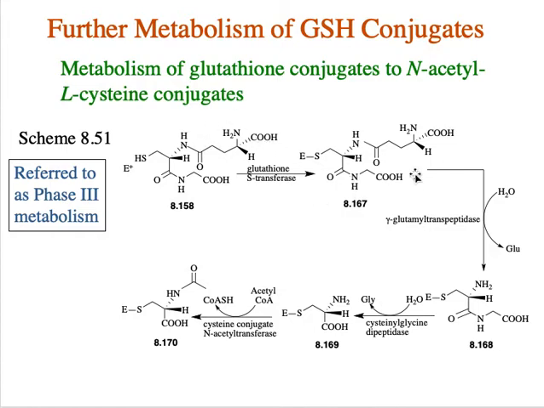This can also be further conjugated. The glutathione conjugation can be processed further through glutamyl transpeptidases, cysteinylglycine dipeptidases, and other cysteine conjugation enzymes. This can be further metabolized.